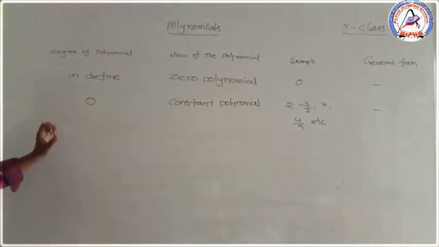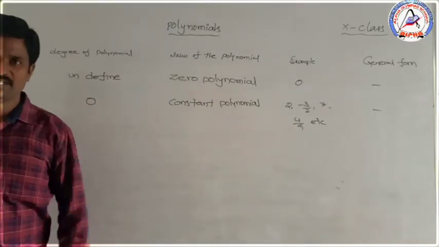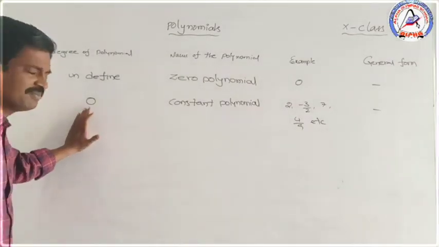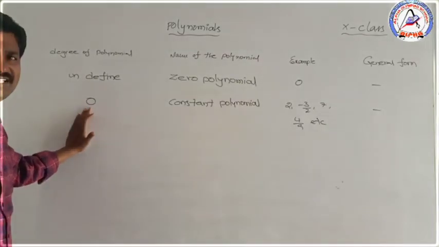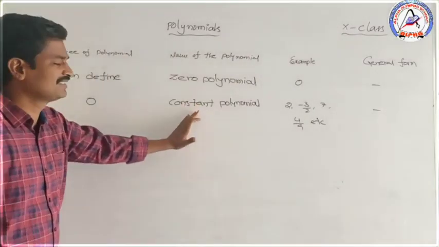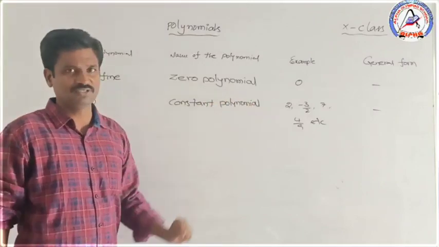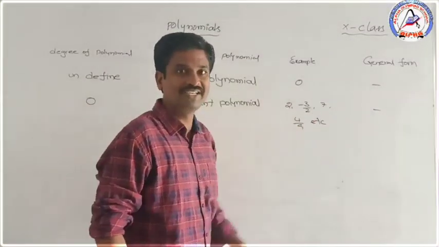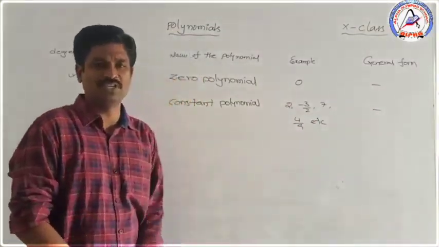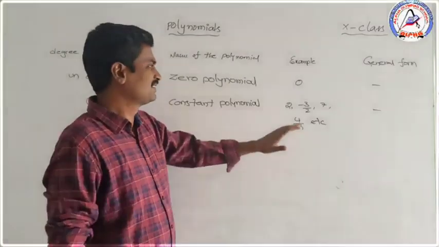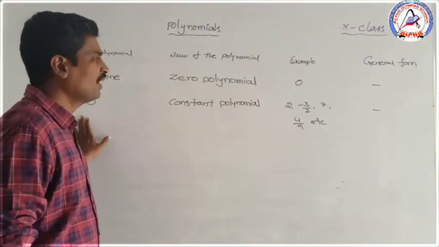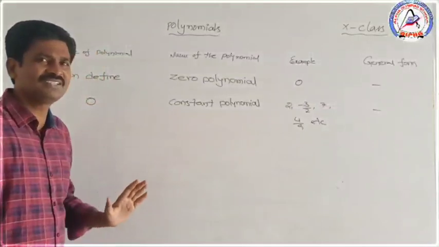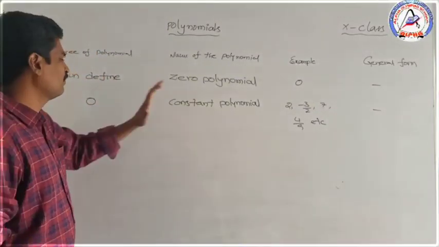The question is asked like this: define constant polynomial. How can we state its definition? If a polynomial's degree is 0, then the polynomial is called a constant polynomial. Sometimes they ask: what is the degree of 7? 7 is a constant polynomial, its degree is 0. What is the degree of minus 9 by 3? Minus 9 by 3 is also a constant, so a constant polynomial's degree is 0.